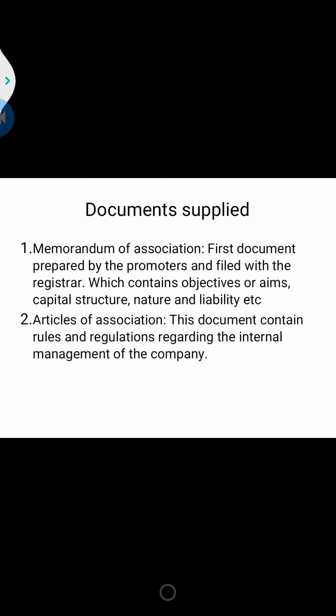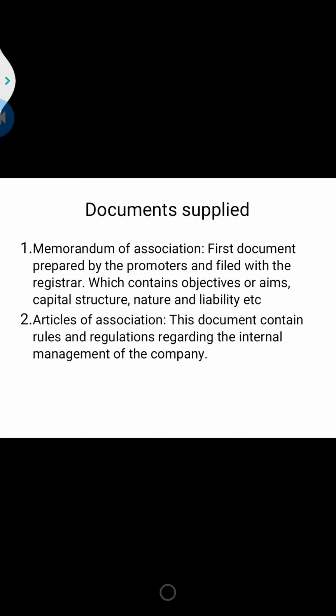Okay, so this is the first document which you are going to submit at the time of registration, and this memorandum of association, articles of association, you are going to study in detail in the next chapter. The next is your articles of association. So what is this articles of association? Articles of association is also the document, or we can say the secondary document of the company.